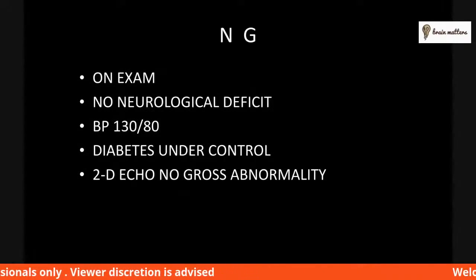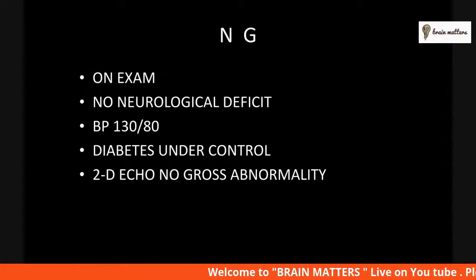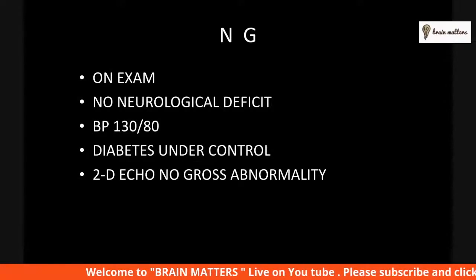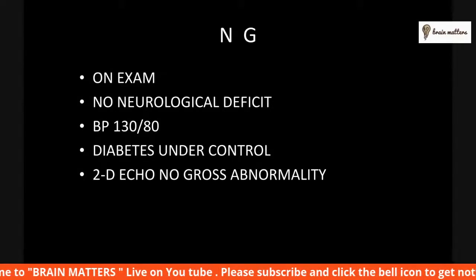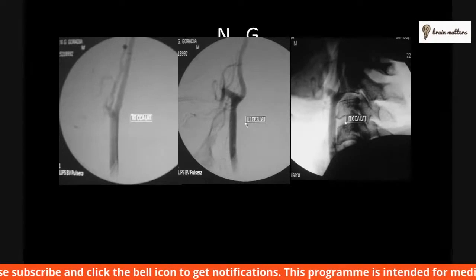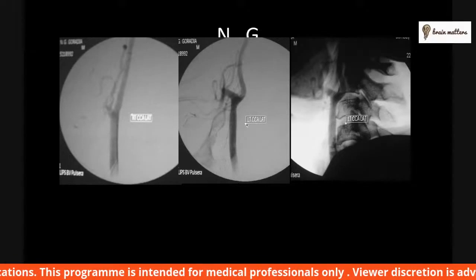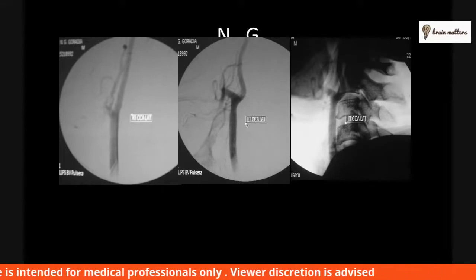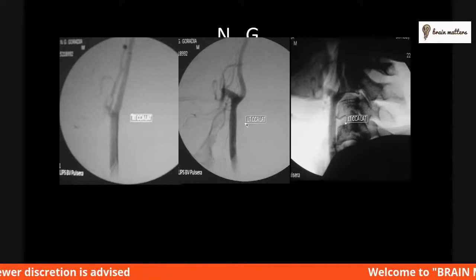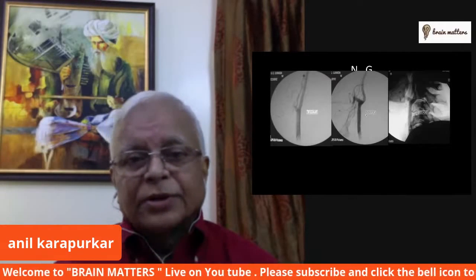Unfortunately, he was normal on examination, and his blood pressure was 130 by 80. His diabetes was under control. The 2D echo showed no gross abnormality. Unfortunately, his MR films are missing, and I do not have his MR. I directly have his DSA. This was done, I think, in 2002, about 18 years ago. At that time, the quality of the MR machines also was not very good. So this was his DSA.